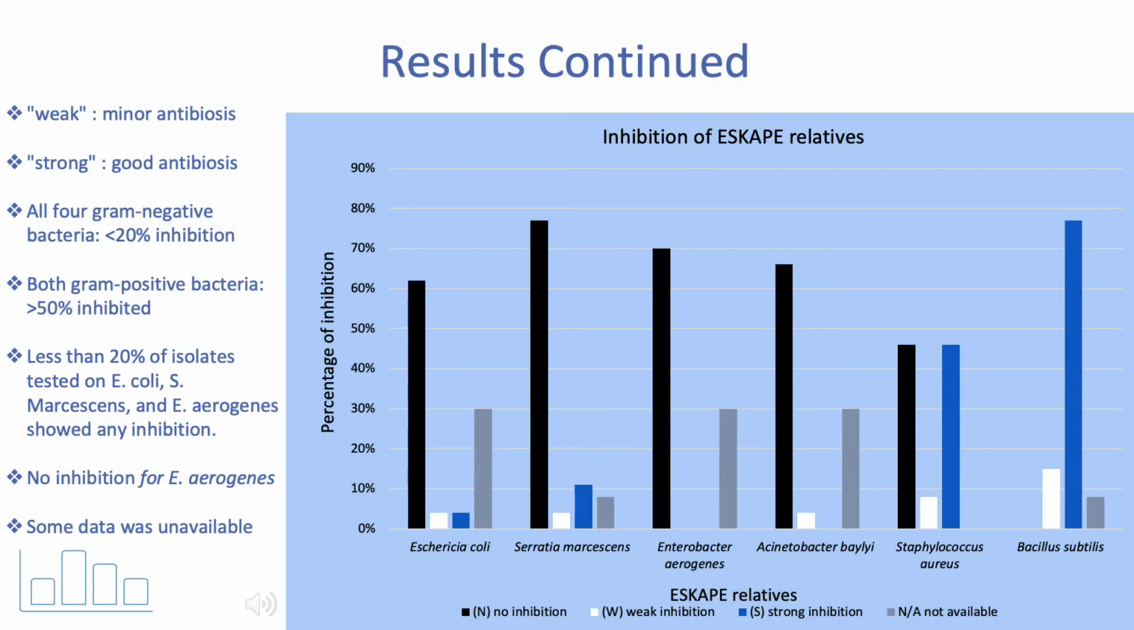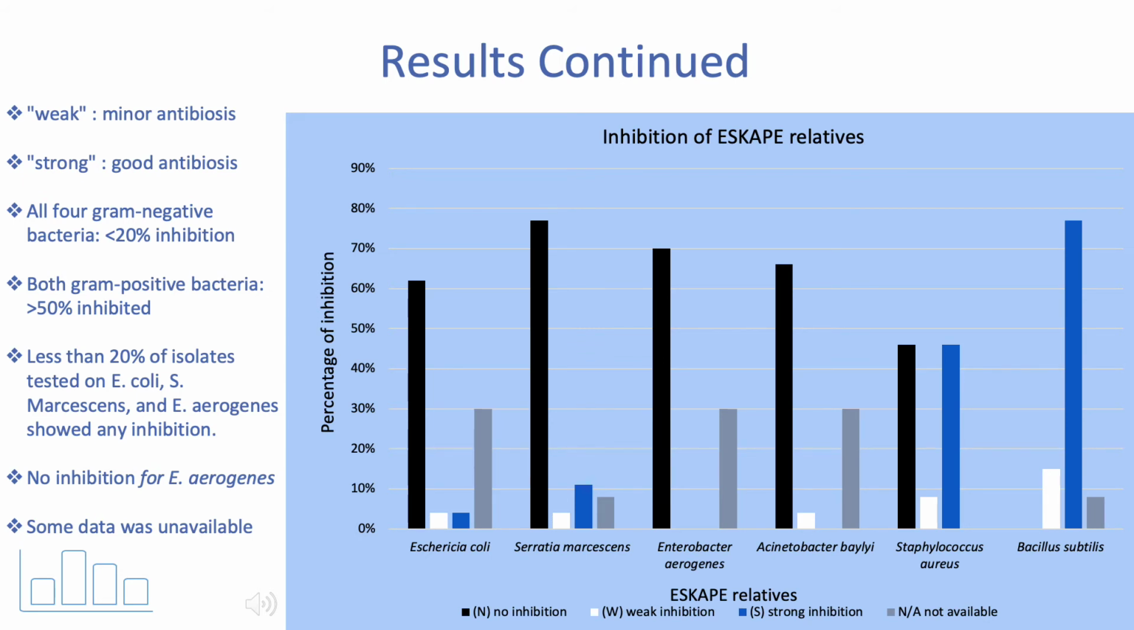This slide focuses on the results from the second screening. We will identify the inhibition as no reaction, weak, and strong. Weak means that there was less than 5 millimeters of clearing around the patch, and strong means that there was more than 5 millimeters of clearing.